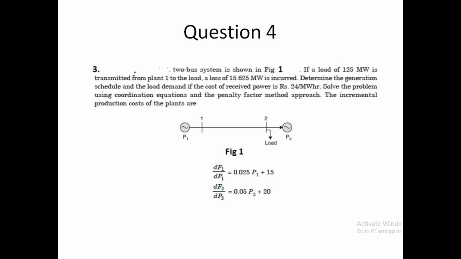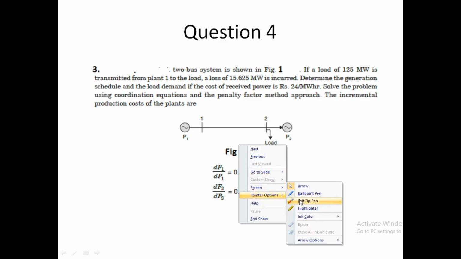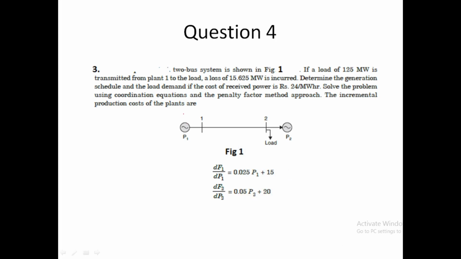Now, in this question number 4, you can see a 2-bus system is shown in this figure. If a load of 125 megawatt is transmitted from plant 1 to the load. So this is plant 1, this is plant 2. The load is concentrated here. That means plant 2 directly delivers the generated power to the load. That is the difference in this question. If a load is here, it means plant 2 can directly supply the load. That means there will be no losses related to this plant.